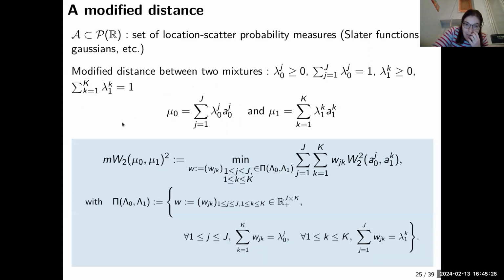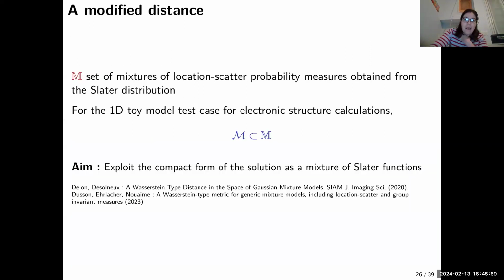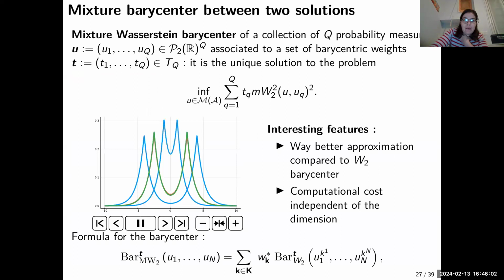And so, now we know on our 1D toy model that the solutions of our parameterized eigenvalue problems are indeed mixtures of these location-scatter probability measures defined out of a reference scatter probability distribution. What happens to the Kolmogorov width of our solution set when we define it with respect to this modified Wasserstein metric and not the exact true Wasserstein metric? That's what we try to analyze.